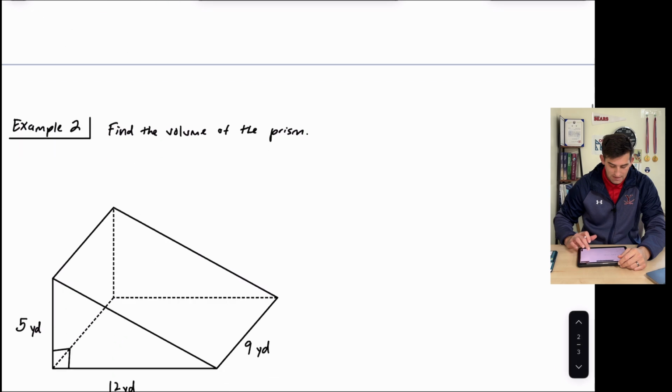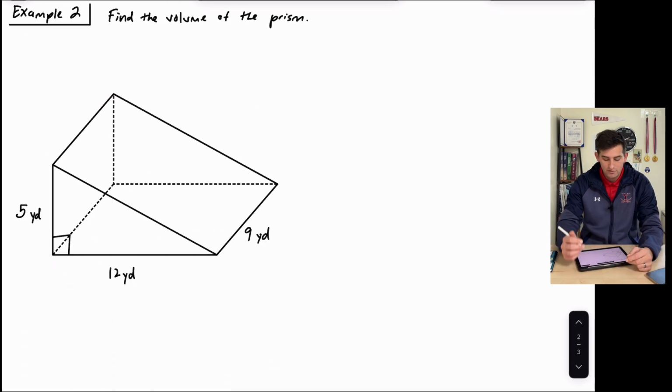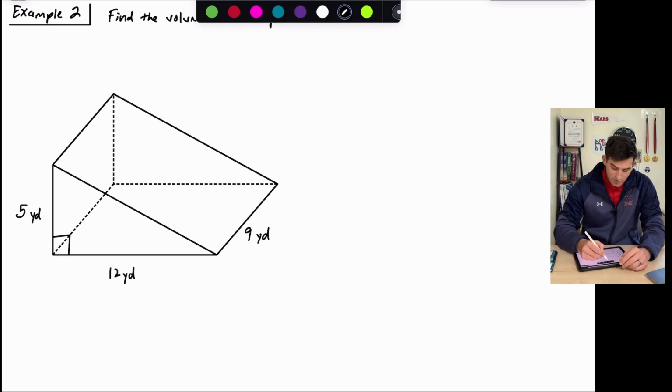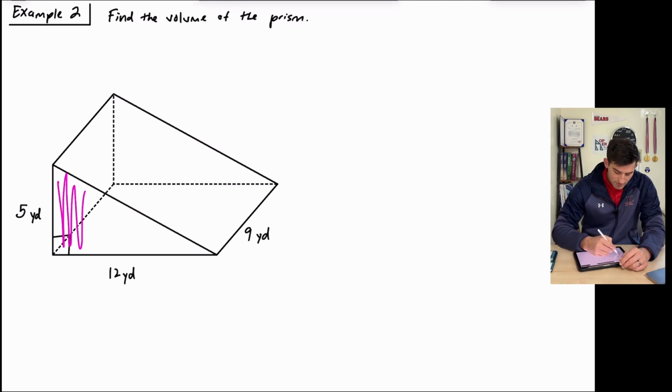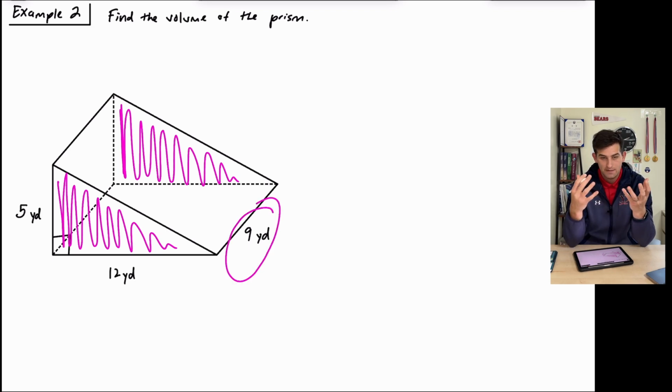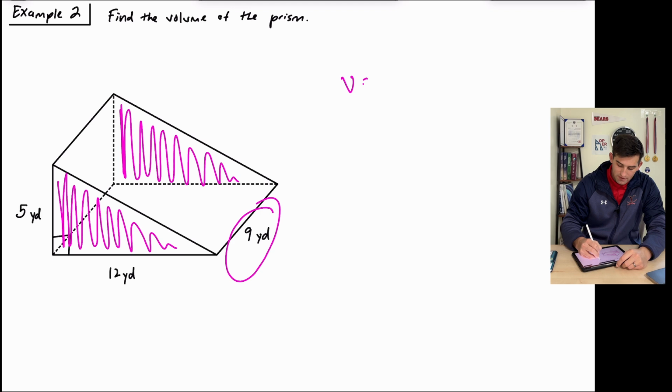All right. And example 2, now we have a triangular prism, and so now we can see a little bit more clearly what the base is, because we have this triangle, and we also have this triangle, right? So those two would be the bases. And so we want to find the area of that triangle and then multiply it by the height here, which is 9, okay? So we would say volume equals area of the base times height.